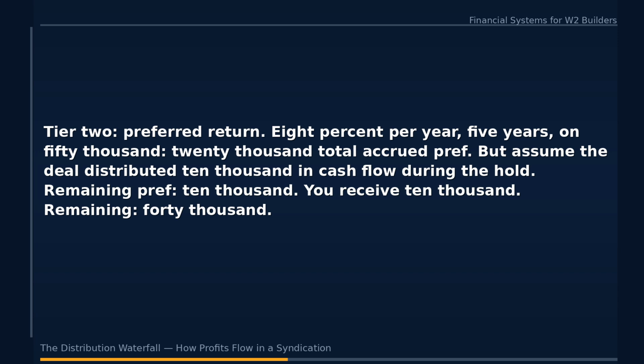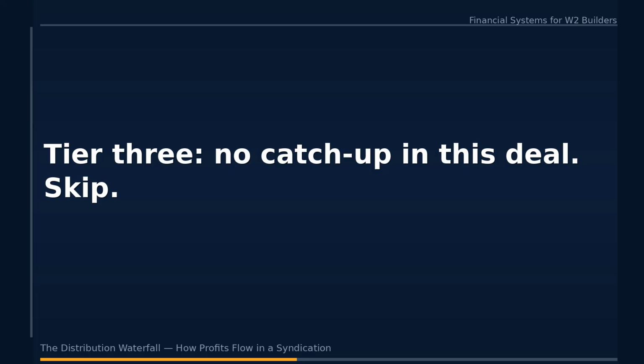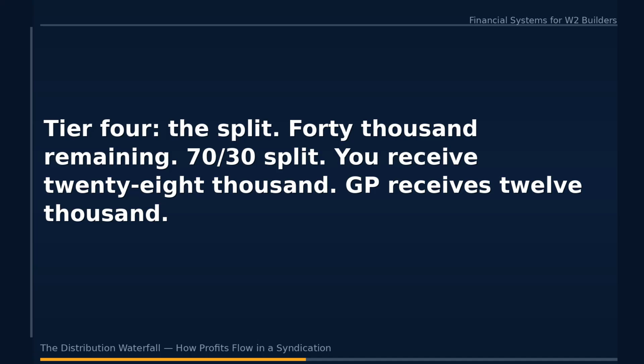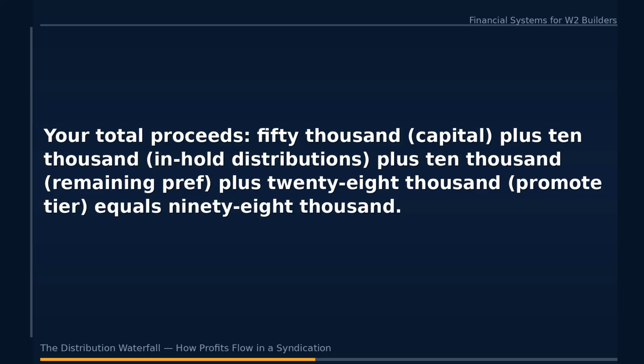GP receives 12,000. Your total proceeds, 50,000 capital, plus 10,000 in-hold distributions, plus 10,000 remaining pref, plus 28,000 promote tier, equals 98,000. Return on 50,000 invested over 5 years, roughly 95% total, about 14.3% IRR, 1.96x equity multiple.